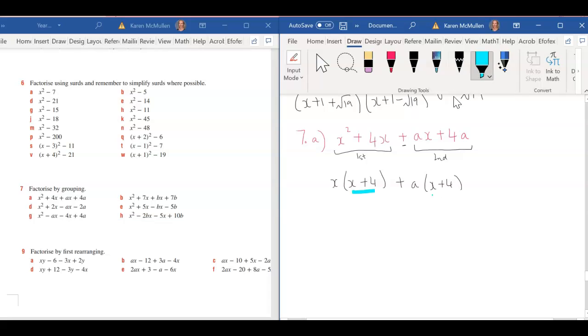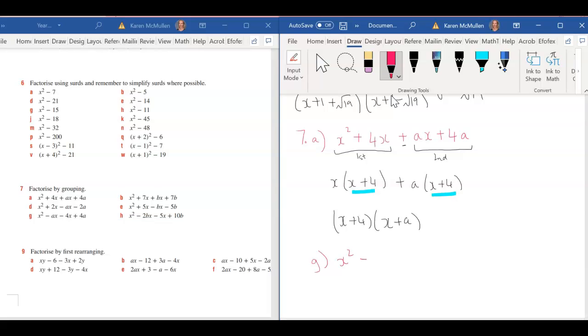Now we've got what we had, I think, in question 3. Our common factor is a bracket, so we're going to take out x plus 4, and then what we're left with is x plus a. Let's do another one of them. Let's do G.